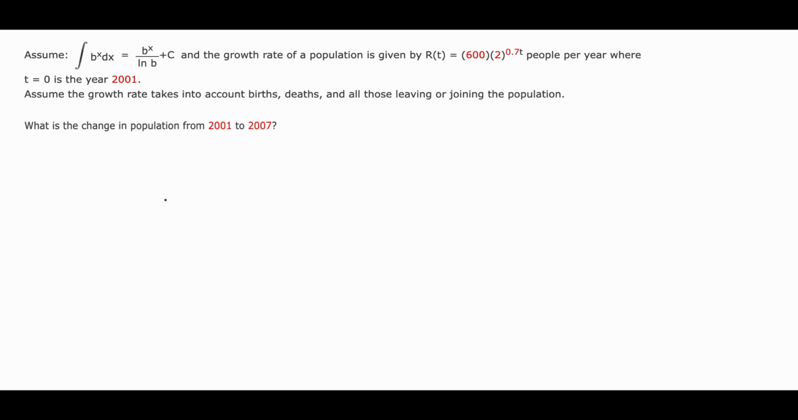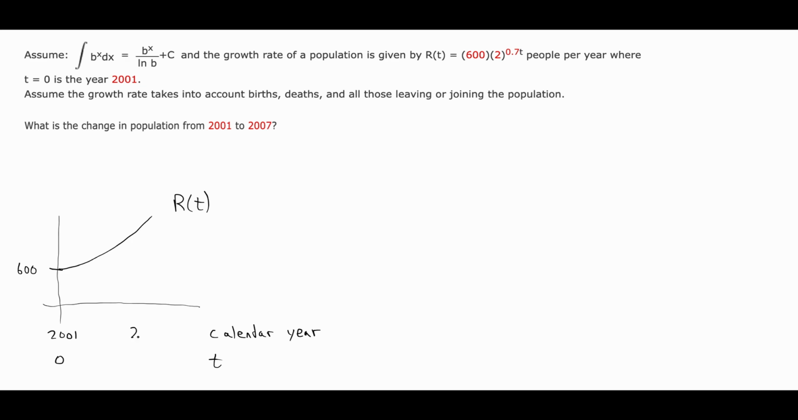If we were to graph this function R of t, it would start off at an initial value of 600, and then it would grow exponentially from there. That's R of t. Now t equals 0 is the year 2001. This is the calendar year, but that corresponds to a t value of 0.